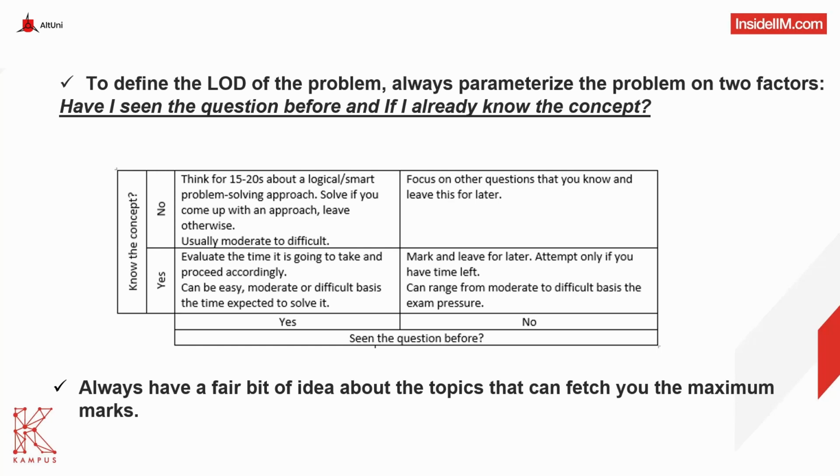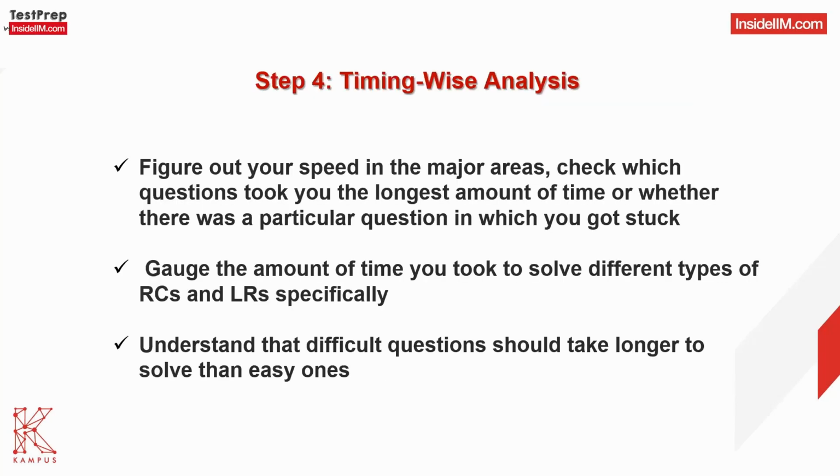Let's move ahead to step number 4, that is timing-wise analysis. Try to figure out your speed in the major areas and also check which questions took you the longest amount of time, or whether there was a particular question in which you got stuck. Also, try to gauge the amount of time you took to solve different types of RCs and LRs specifically. Understand that difficult questions should take longer to solve than easy ones.